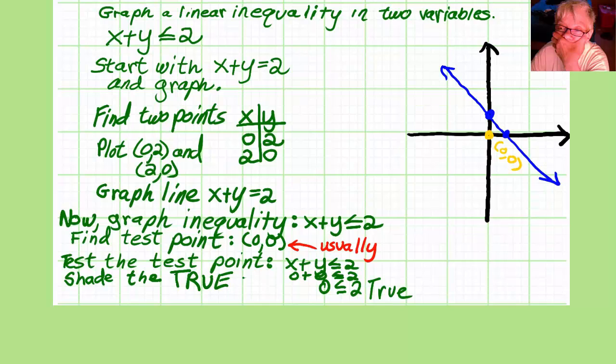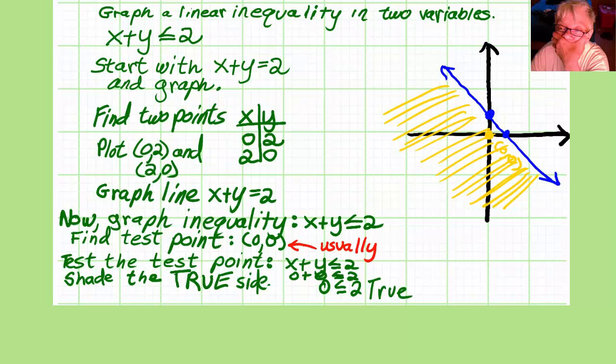If you've always loved to color, then graphing inequalities in two variables is for you. We have shaded the true side, and so we have graphed a linear inequality in two variables. Every point on the true side will give a true. Every point on the false side will give a false. Now let's clarify a few things.